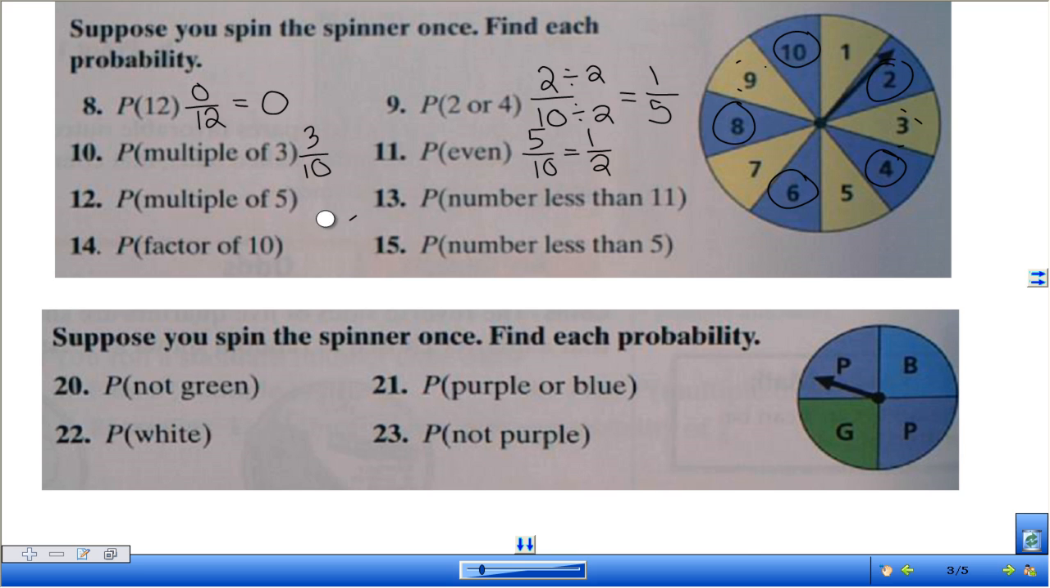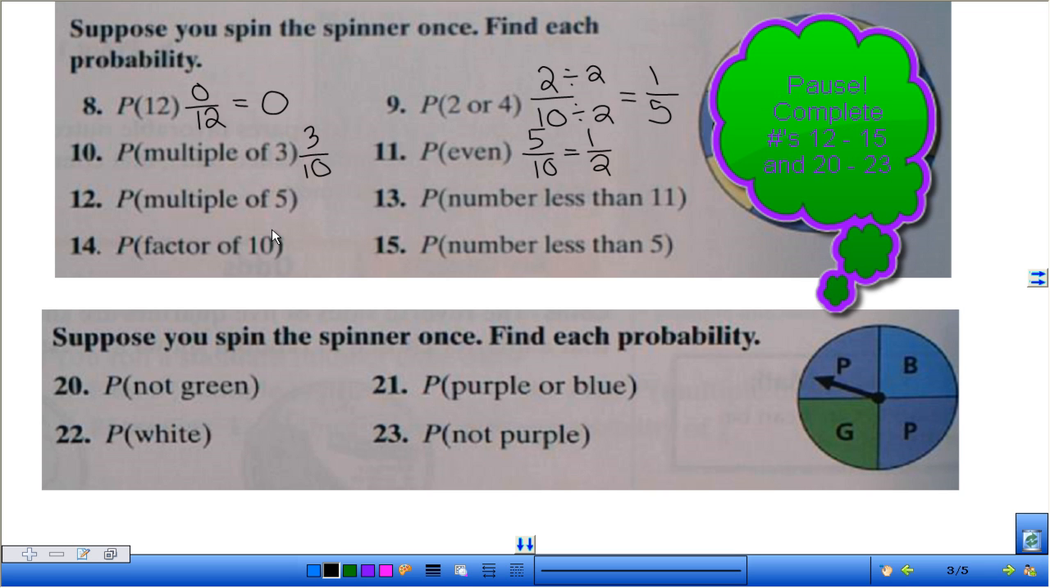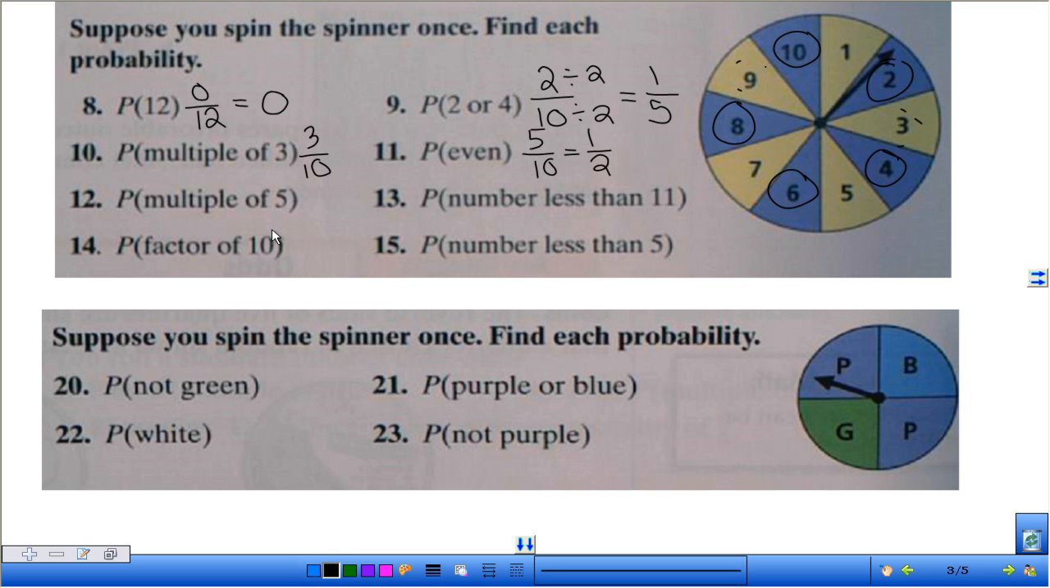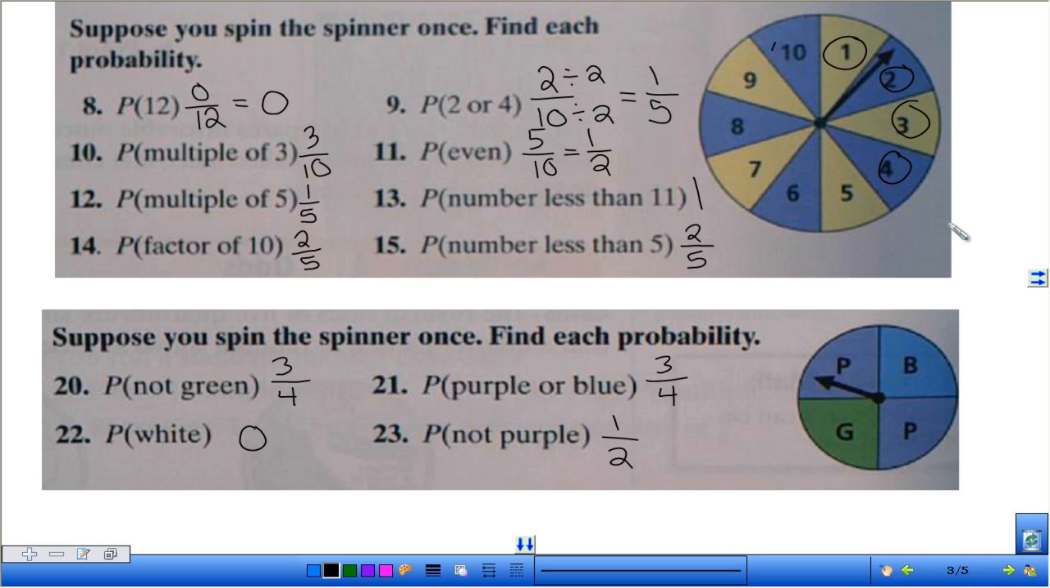All right, you guys go ahead and take 2 minutes and finish 12 through 15. Go ahead and check your answers for 20 through 23.